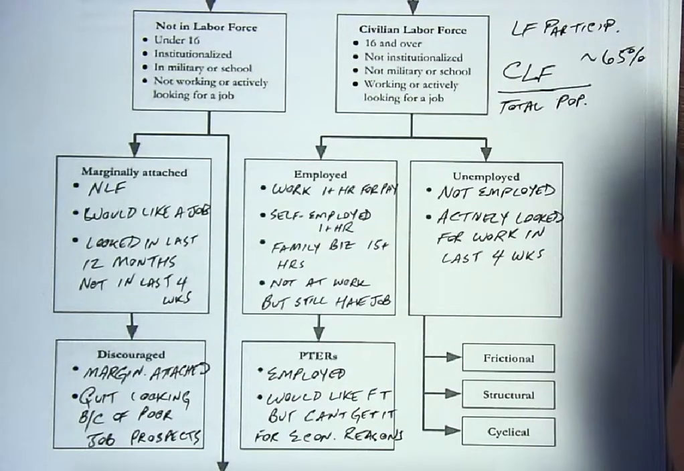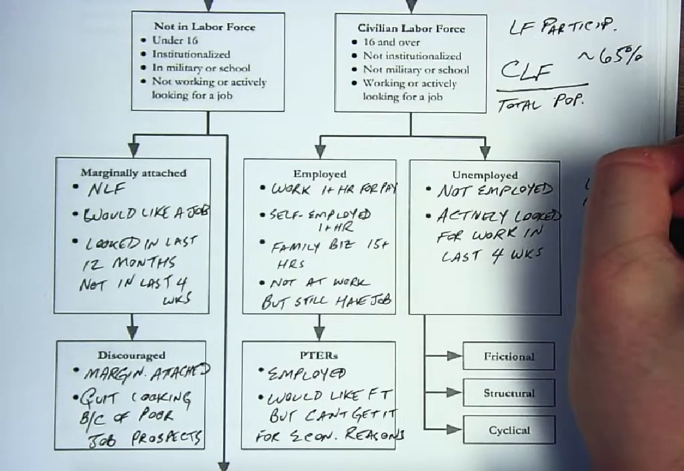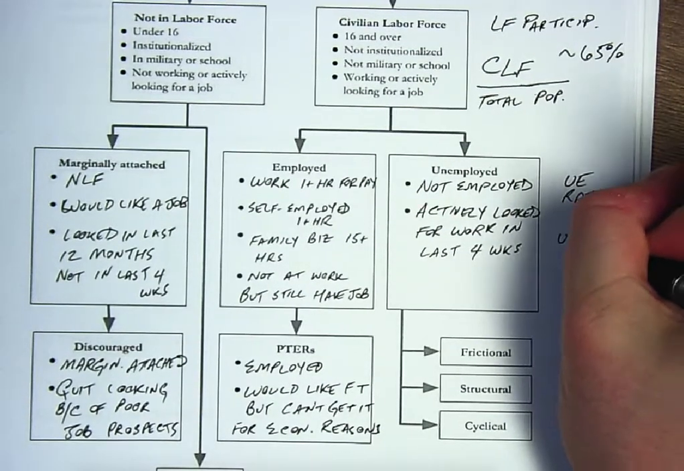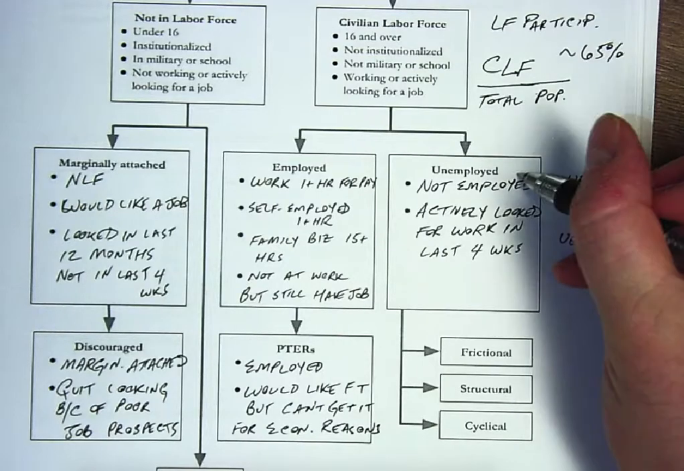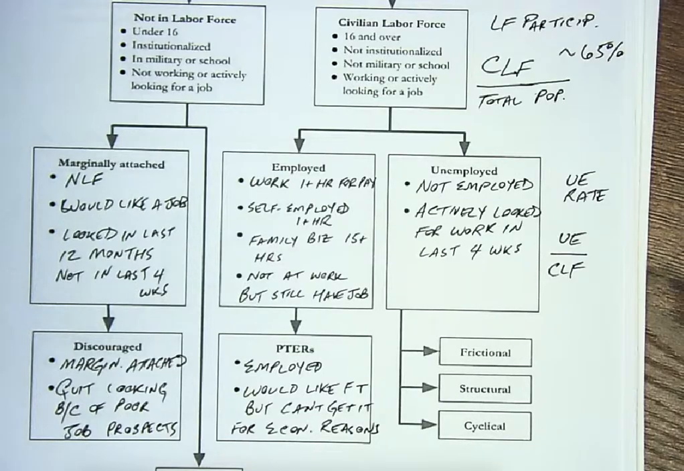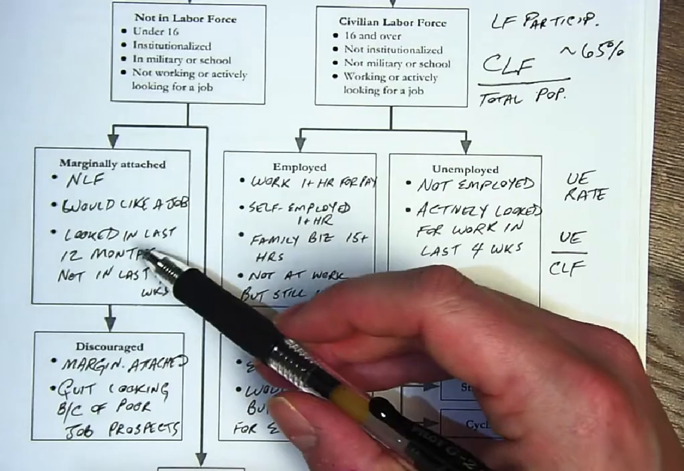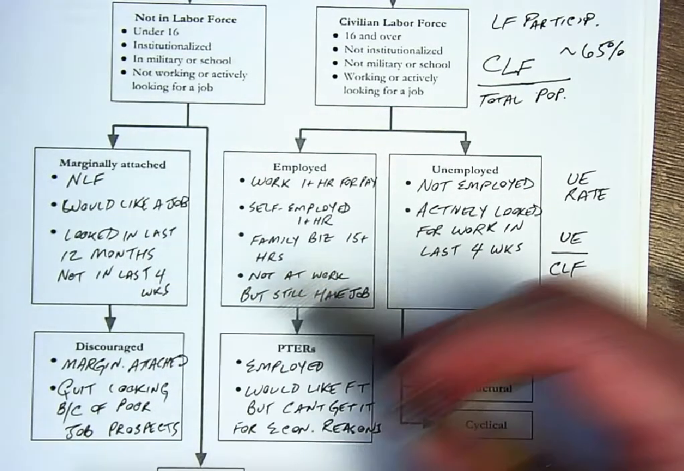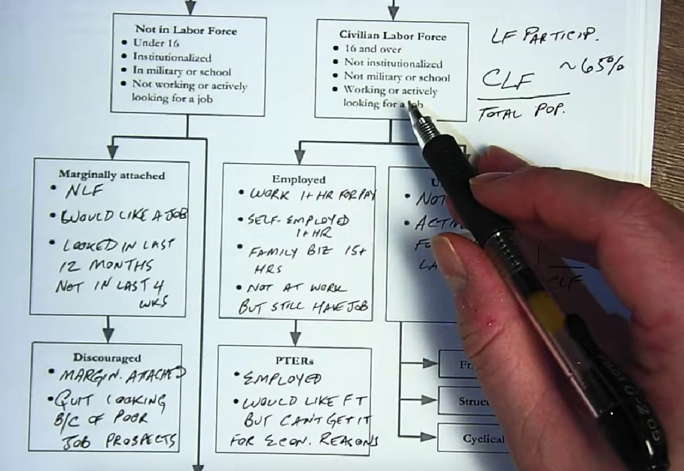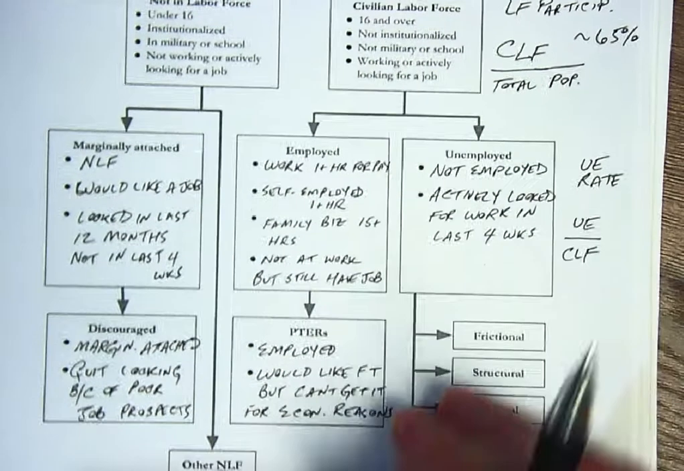Now, within the labor force, right, so within this, you have the unemployment rate, and we'd say that is the number of unemployed people, this group, divided by the civilian labor force. And that's the unemployment rate. So the unemployment rate is just these people. It doesn't include marginally attached or discouraged or any of these other people. And it doesn't include Peters. The unemployment rate is just the unemployed out of the civilian labor force. So we could see that this might understate the level of unemployment.